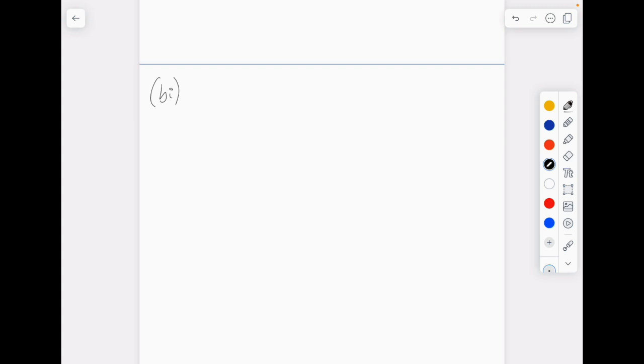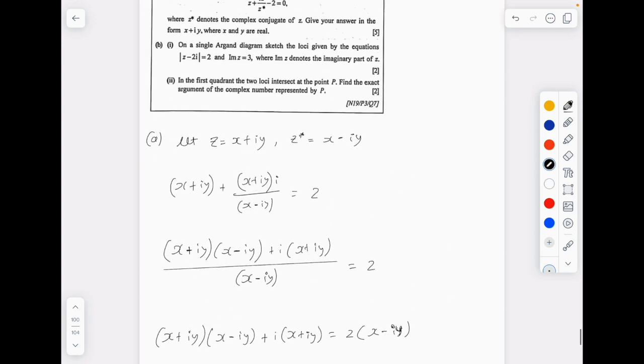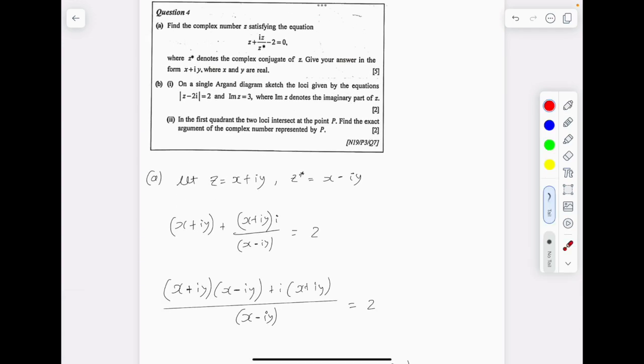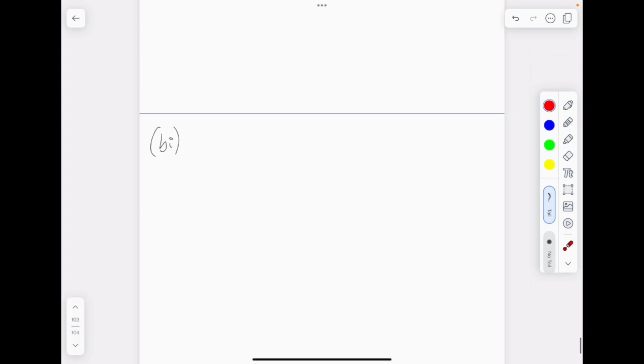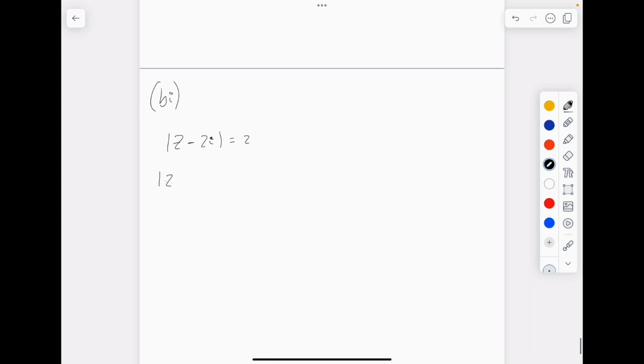For part I, it's pretty much a case of the following. It wants us to sketch, on a single Argand diagram, the locus given by |z - 2i| = 2 and Im(z) = 3. First thing you need to know: |z - 2i| = 2 is the same thing as saying |z - (0 + 2i)| = 2, which effectively means we'll have a circle with center at 2i on the axes, and radius 2.